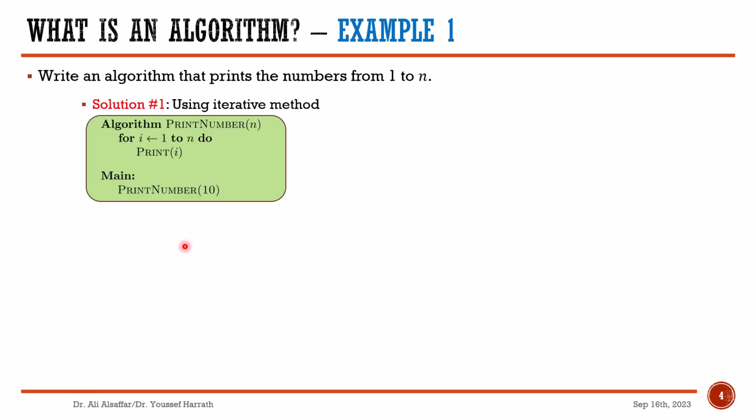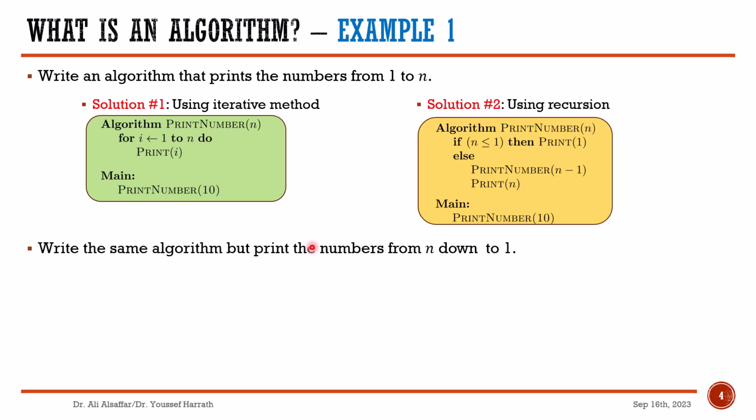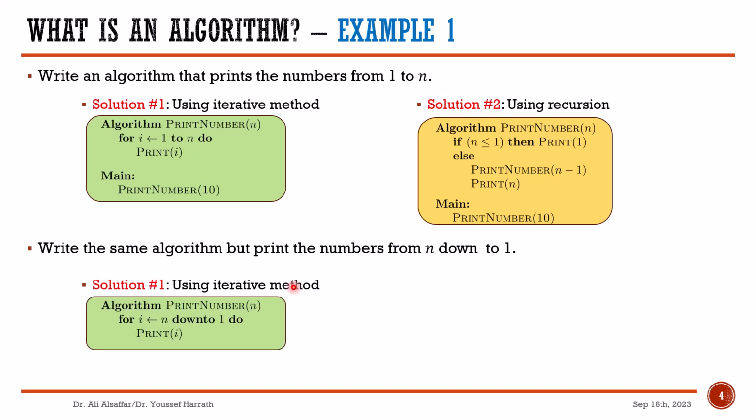Here are the two solutions for this simple problem. The first solution using the iterative method, and the second solution using recursion. Now, what if we want to print the numbers from n down to 1 instead of printing the numbers from 1 to n? So what changes should we make for both methods? Now, for the iterative method, the same for loop will be used, but instead of counting up, we will count down. So how do we do that? We write in pseudocode: i starts from n down to 1. So implicitly, the value of i will be decreased by 1.